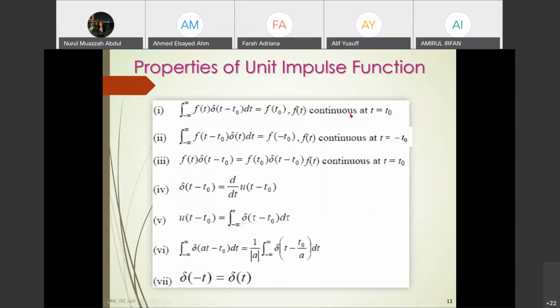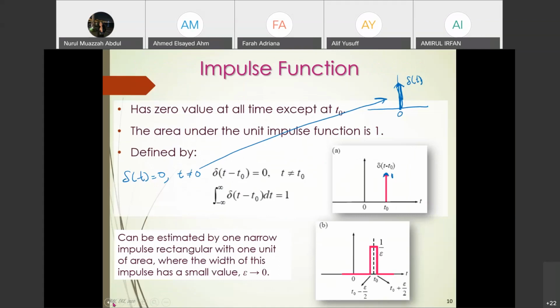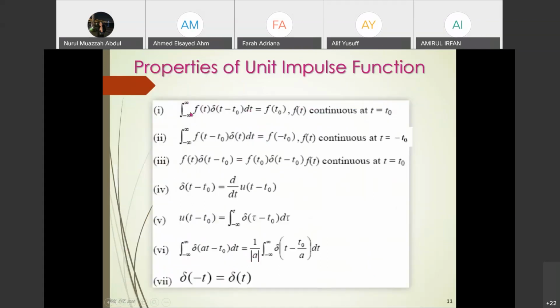I put one example on how to use the properties of this unit impulse function, a solved example, in a PDF on the e-learning. You don't have to remember these properties, but you need to know how to use them in case they appear in an equation. For example, the integration of ft multiplied by delta t minus t naught will result in ft naught. It means ft is continuous at t equal to t naught.